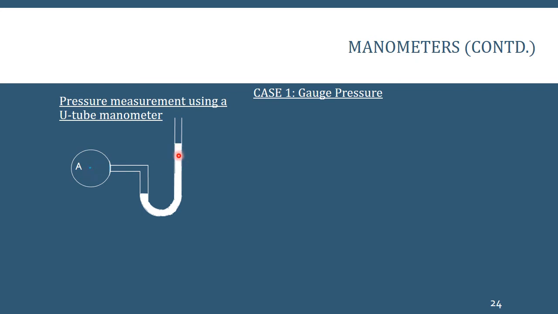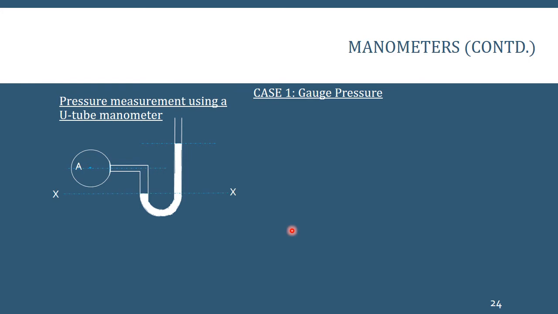Pressure increases as we move down. And so A is at a point below the free surface. So A is having gauge pressure. So I am drawing two horizontal lines, one that is cutting through A and another at the free surface. So from here I can see that pressure at A is gauge pressure.